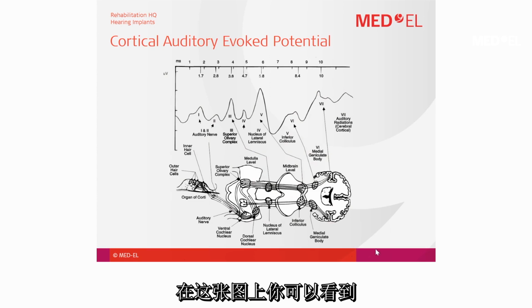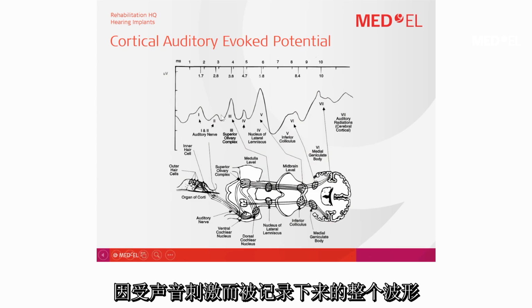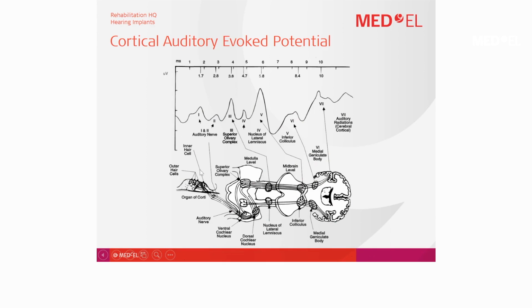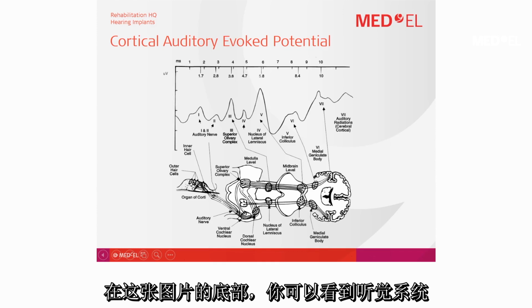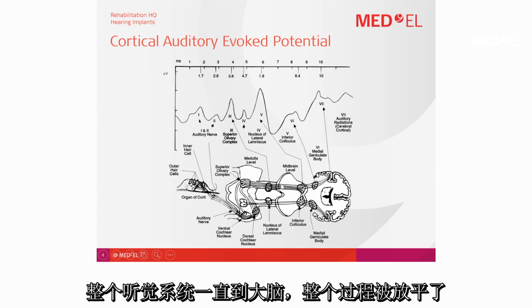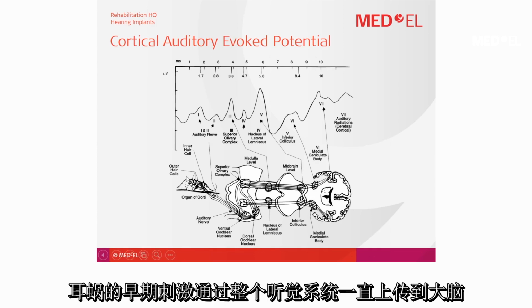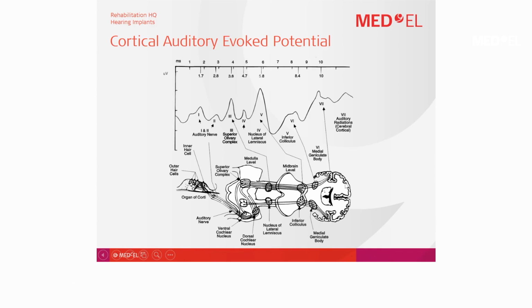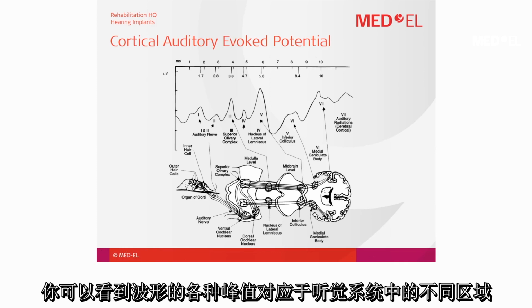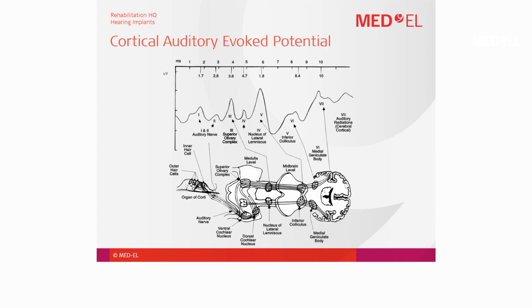So on this graph you will see the entire waveform that has been recorded in response to a sound stimulus. Down the bottom of this picture you see the auditory system, the entire auditory system through the brain, laid out in a flat way. So from the very early pieces there you see where the outer hair cells are stimulated, the early stimulation of the cochlea, right through the entire auditory system in the brain. And you can see that there are various peaks in that waveform which correspond to areas in the auditory system.